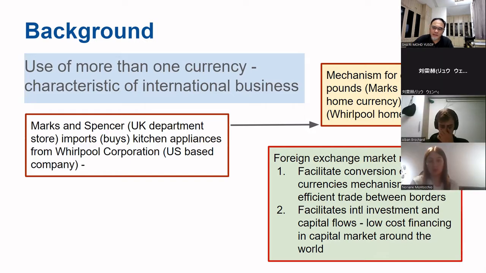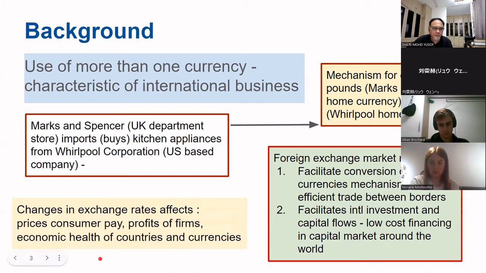You need to convert your currency, and we try to make sure that we gain and don't lose out in terms of currency exchange. On a bigger scale, it also facilitates international investment and capital flows, to find low-cost financing in capital markets around the world, or to invest and get profit from your investment.